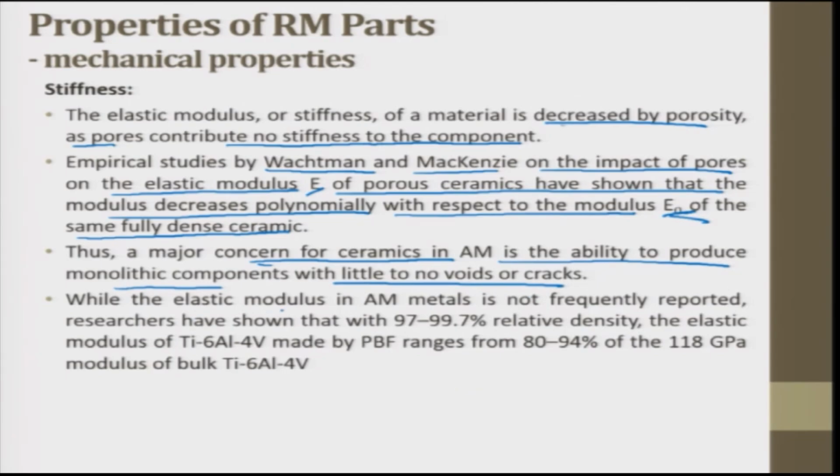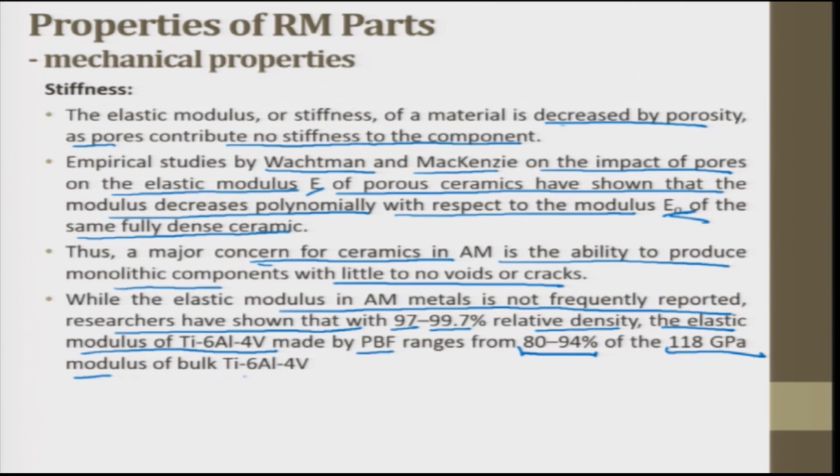While elastic modulus in additive manufacturing metals is not frequently reported, researchers have shown that with 97 to 99.7 relative density, the elastic modulus of titanium alloy made by the powder bed fusion process ranges from 80 to 94% of the 118 gigapascal modulus of bulk titanium alloy. So this is stiffness.